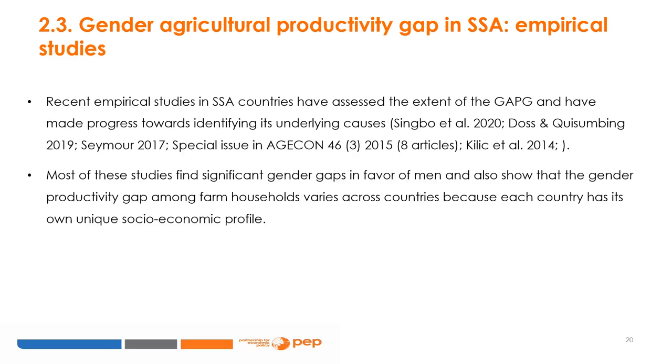Recent empirical studies in SSA countries have assessed the extent of the GAPG and have made progress towards identifying its underlying causes. Most of these studies find significant gender gaps in favor of men and show that the gender productivity gap among farm households varies across countries because each country has its own unique socio-economic profile.